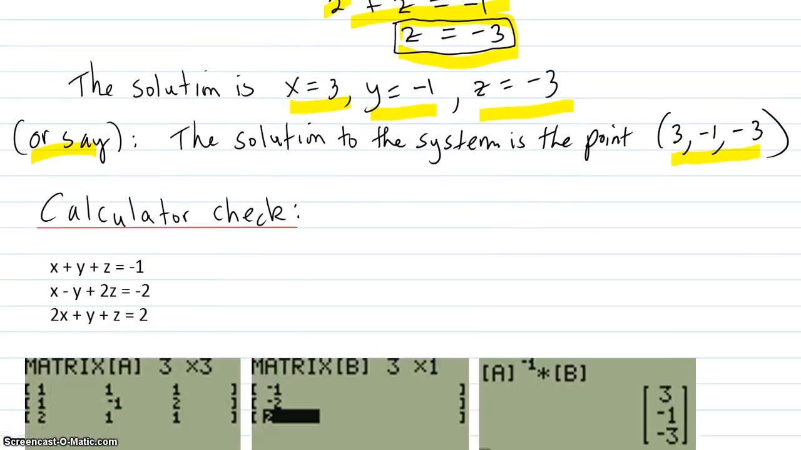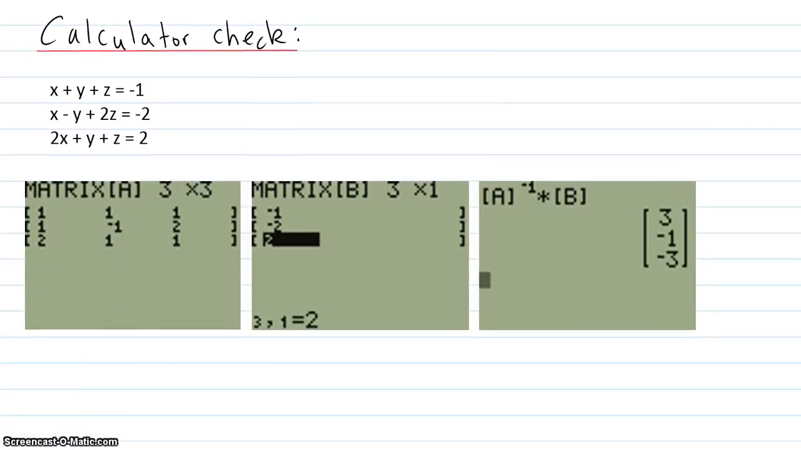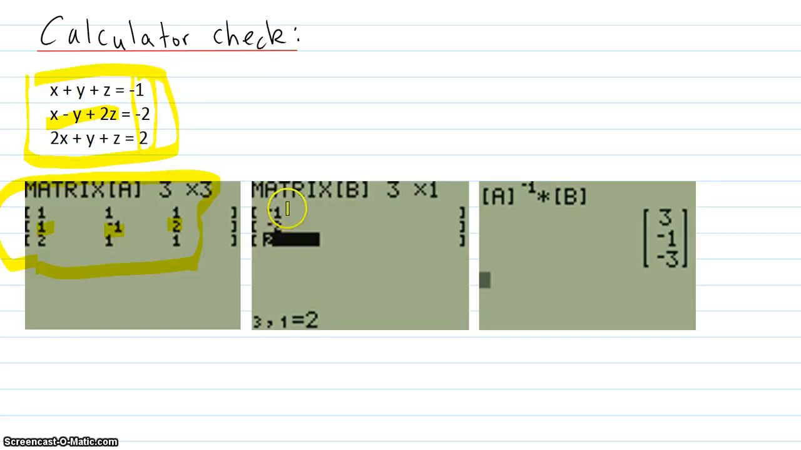Let's do a calculator check. So here's our original system. Here's the A matrix, the coefficient matrix of the coefficients. You see there, let's just check this one. It should be 1, negative 1, and 2. So that checks out. The B matrix is the answer column matrix. Negative 1, negative 2, 2.